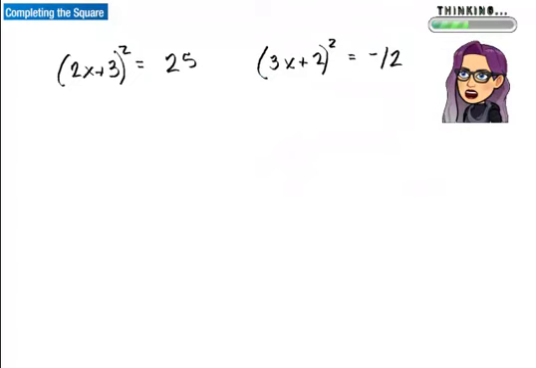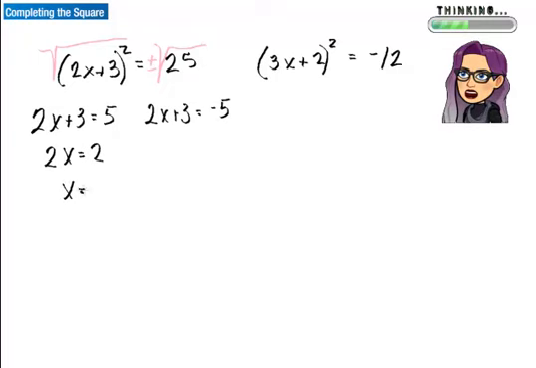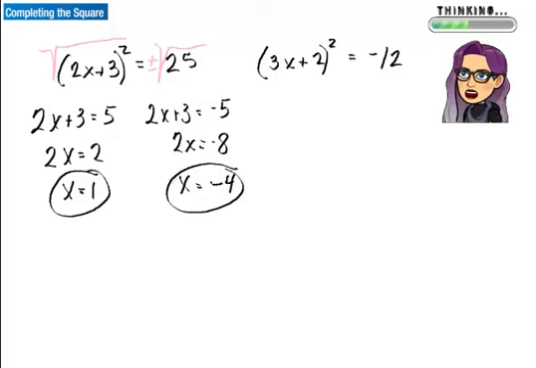All right, let's play. I'm going to look at the one on the left. I've got something squared equals 25. I'm going to take the square root of both sides, remembering my plus minus case. In this case, I'll get 2x plus 3 equals 5, or 2x plus 3 equals negative 5. Solving this, subtract 3 from both sides, I'll get 2x equals 2, or x is 1. That's one of my answers. Subtract 3 from both sides, I get 2x equals negative 8, and then x equals negative 4. All right, so there's that first one.